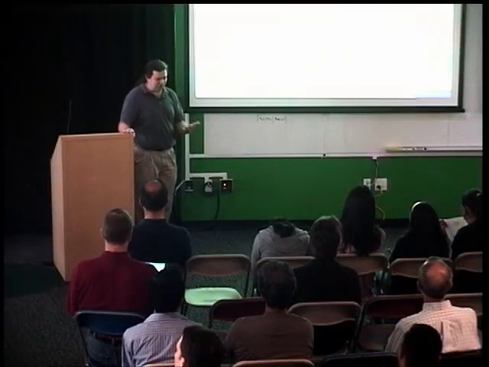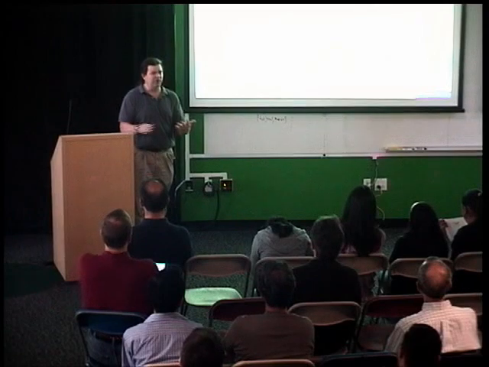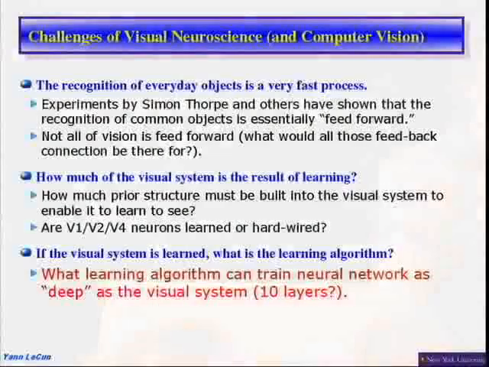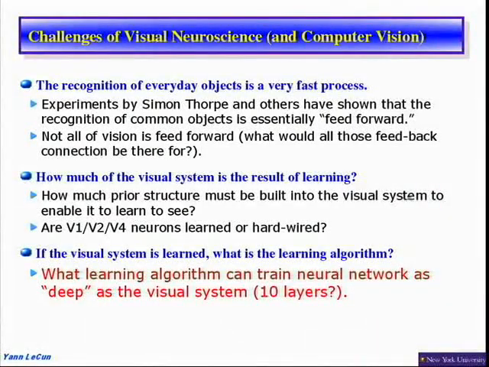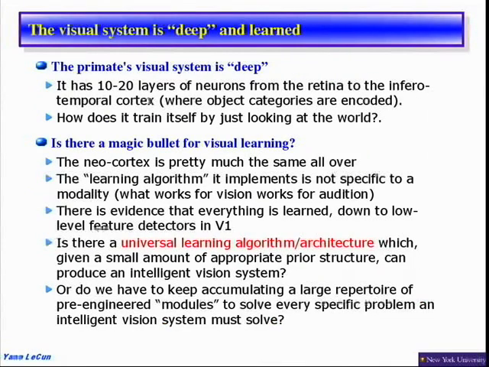What anatomy tells us is that the visual cortex, up to this IT area, is composed of roughly 10 layers of neurons. So think about a neural network with about 10 layers. Now, we don't have any learning algorithms that can train a neural network with 10 layers with traditional learning algorithms. So one of the things I'm going to try to tell you about is new categories of learning algorithms that, to some extent, can address that problem.